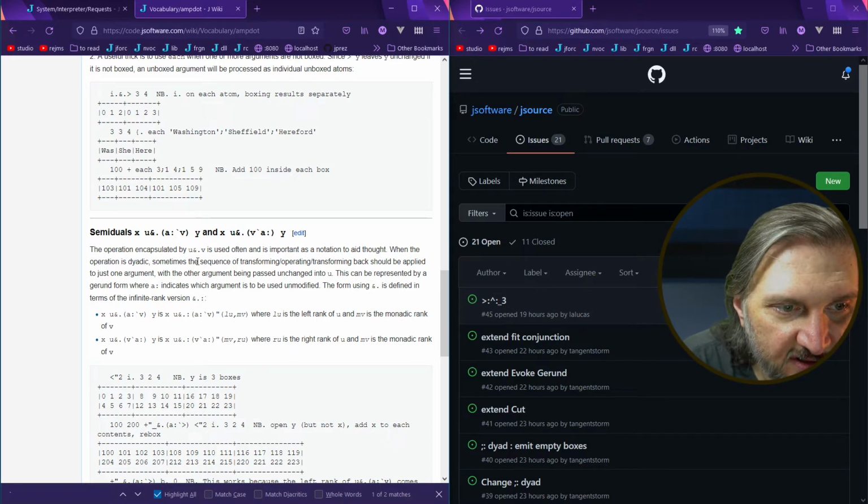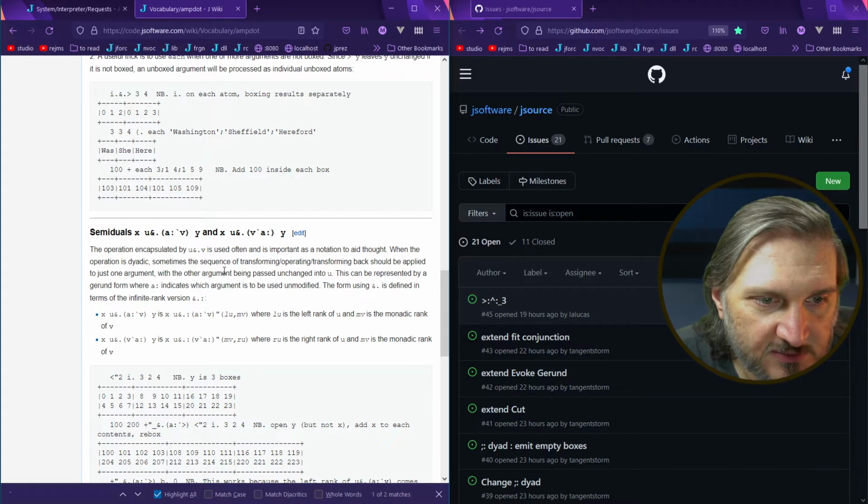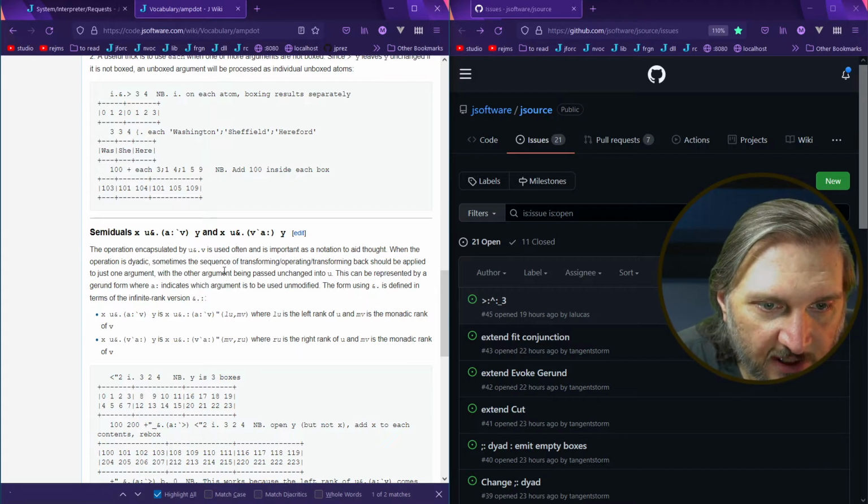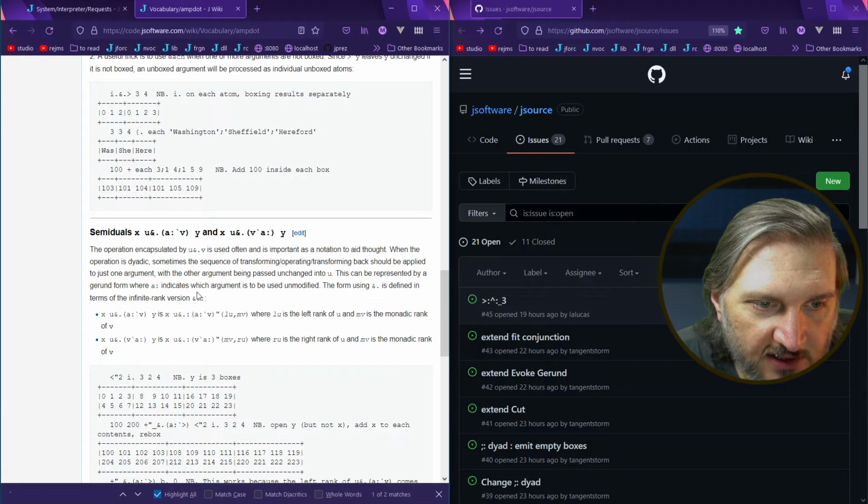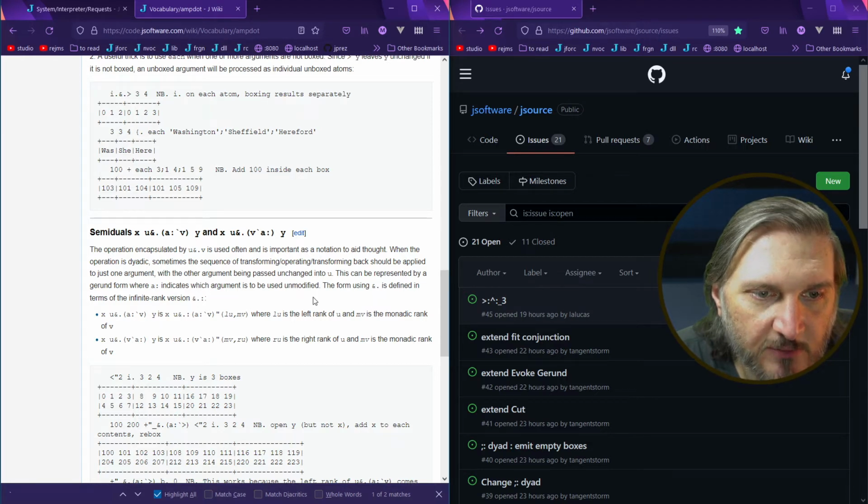Semi-duals, this operation encapsulated is by U under V is used often and is important as a notation to aid thought. When the operation is dyadic, sometimes the sequence of transforming, operating, transforming back should be applied to just one argument, with the other argument being passed unchanged into U. This can be represented by a gerund form where the empty box indicates which argument is to be used unmodified.